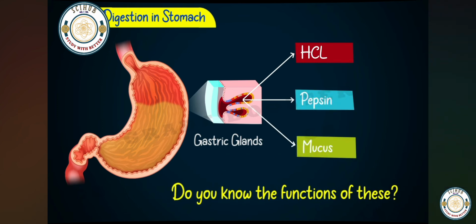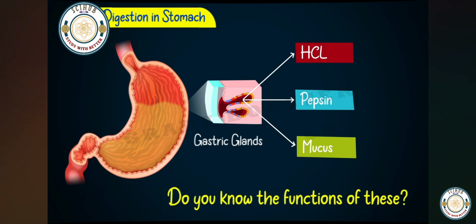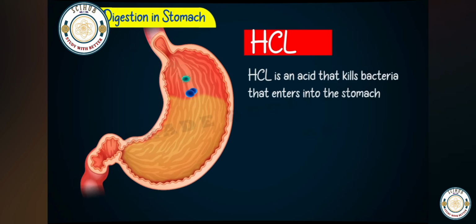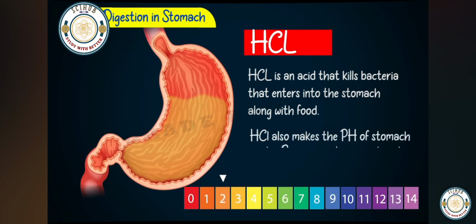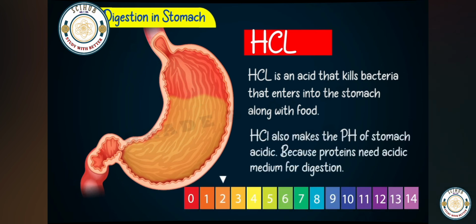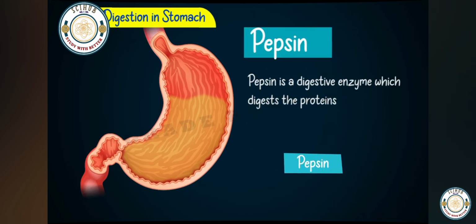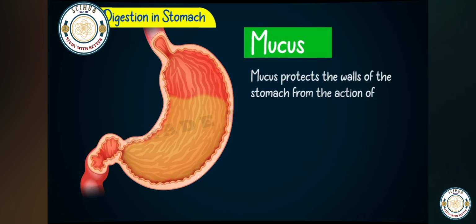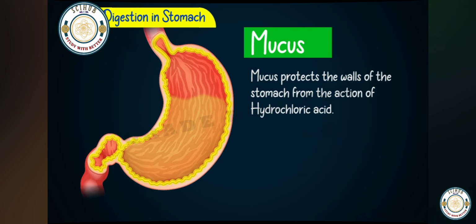Do you know the functions of HCl, pepsin, and mucus? HCl, that is hydrochloric acid, is an acid that kills the bacteria that enter the stomach along with food. HCl also makes the pH of the stomach acidic because proteins need an acidic medium for digestion. Pepsin is a digestive enzyme which digests the proteins. Mucus protects the walls of the stomach from the action of hydrochloric acid.